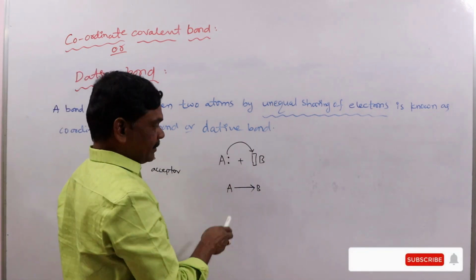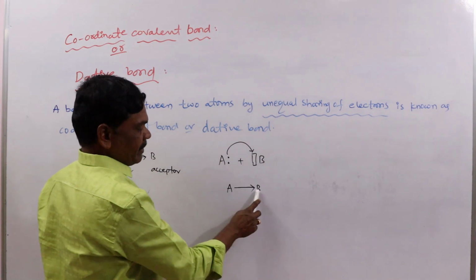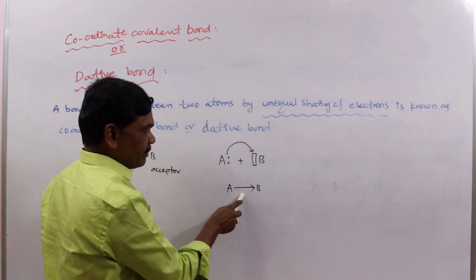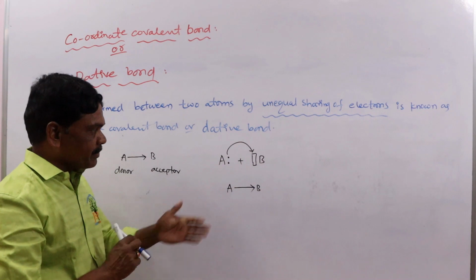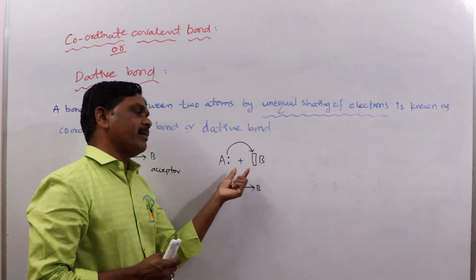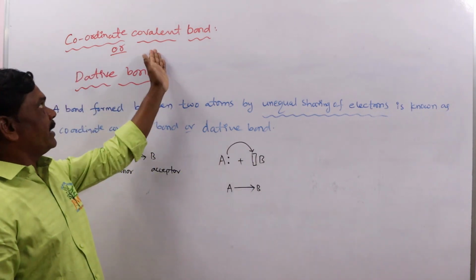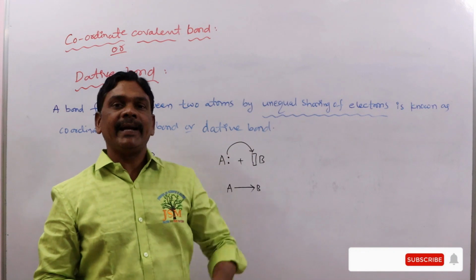What is unequal sharing? The bonded pair present between A and B is contributed by only one of the atoms. In this particular example, A is contributing the electron pair, and that electron pair is shared between the two atoms. That is the difference between coordinate covalent bond and covalent bond.